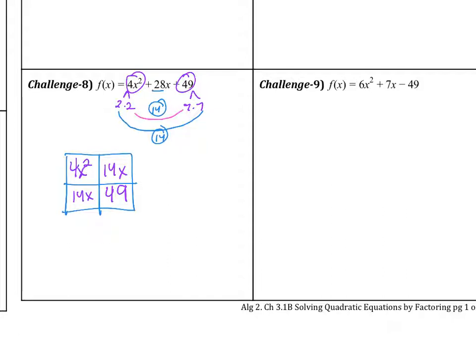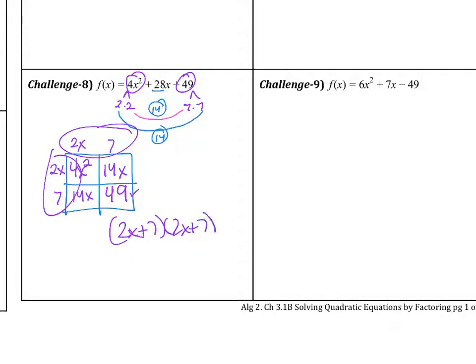Now, let's factor out the 4. Let's split that up to 2x and 2x. 2 times 7 is 14. 2 times 7 is also 14. And 7 times 7 is 49. So these are the factors. It is 2x plus 7 times 2x plus 7, and that equals 0. Or you could write that as 2x plus 7 squared equals 0. And then if you were to solve, x equals negative 7 halves.